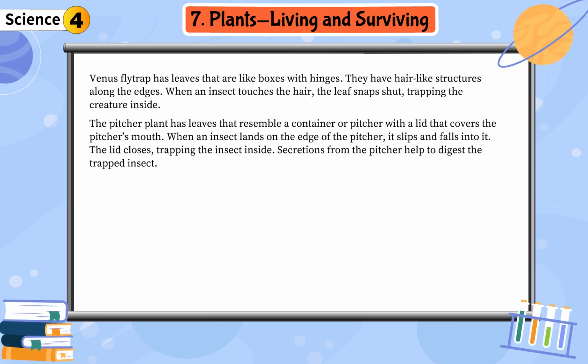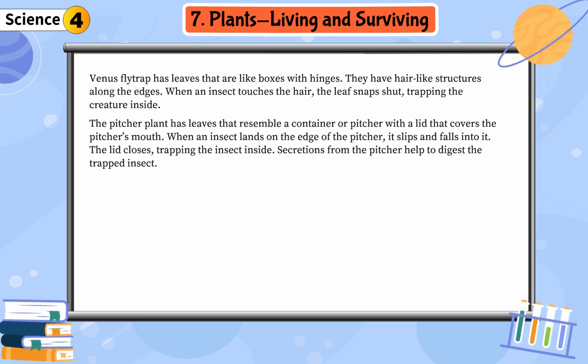Venus flytrap has leaves that are like boxes with hinges. They have hair-like structures along the edges. When an insect touches the hair, the leaf snaps shut, trapping the creature inside.